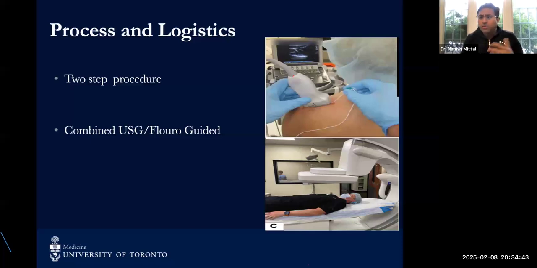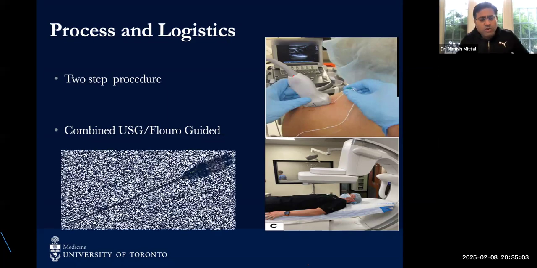But when we do the actual burning RFA, we would use a combined fluoroscopy and ultrasound approach. For the three branches of suprascapular nerve, we ablate them using ultrasound. The lateral pectoral nerve, we ablate using ultrasound. And then for the axillary and the subscapular nerve, we use fluoroscopy.